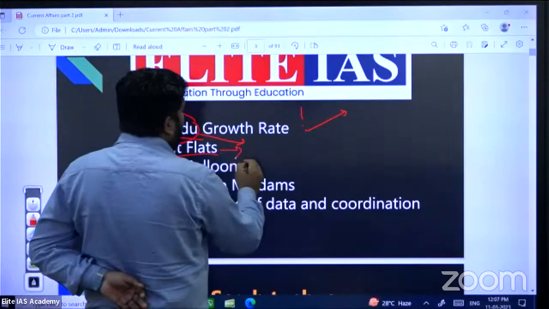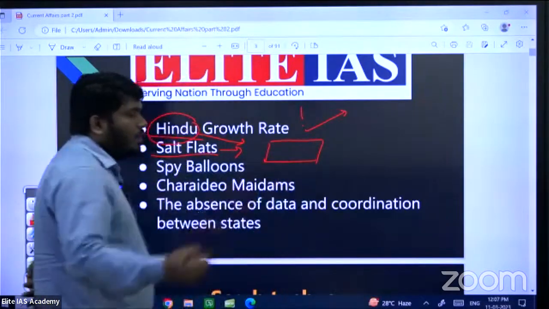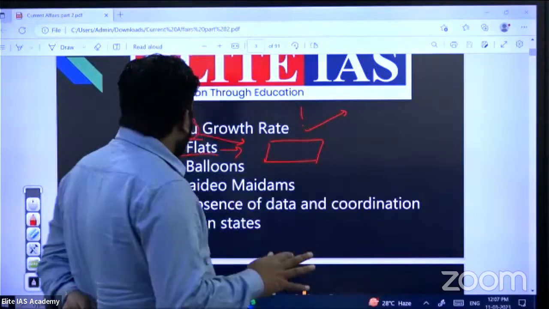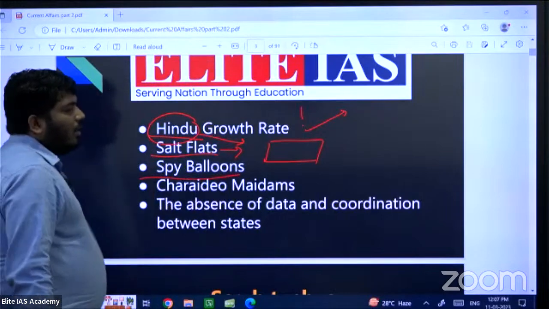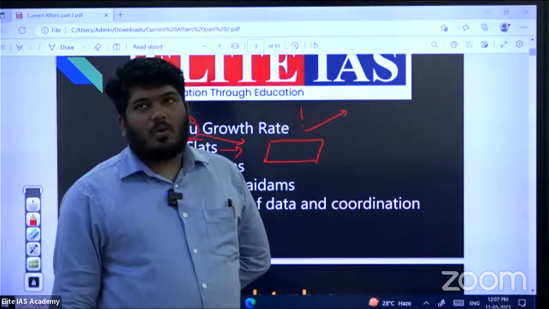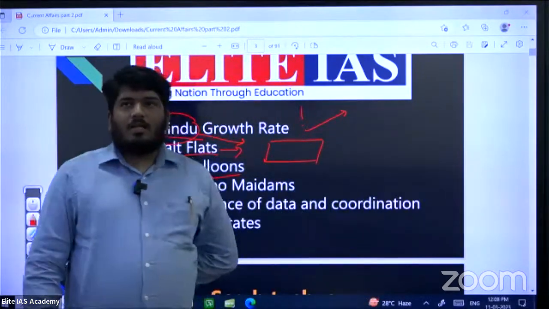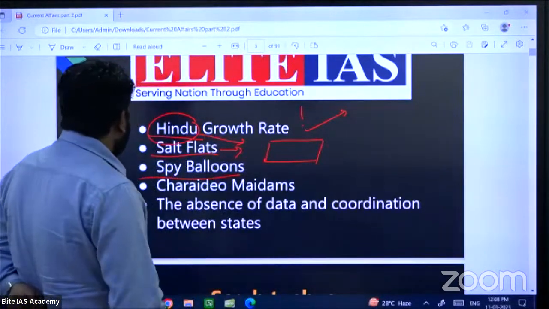Next is salt flat. It is a type of ground that forms after the evaporation of salt. That is called a salt flat, and it has geographical importance. Spy balloon. You know that many enemy countries send this type of balloon, pigeons, and they have some spy camera, radar, or something like that. So what are the strategies to counter that? We will read in this.